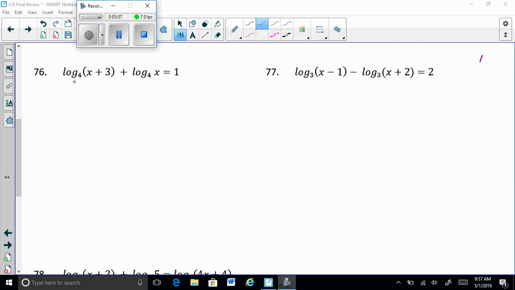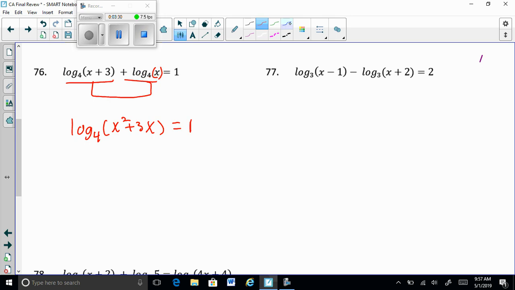All right, so right here on the left side, we're going to bring these two logs together. When you do so, you multiply the two parts that are being evaluated together. So this is going to become log base 4 of x squared plus 3x, and this all equals 1. That was the only extra step compared to what we saw up above. So now you insert a base 4 on both sides. The left side simplifies into x squared plus 3x, and it equals 4 to the 1 power, which is just 4.